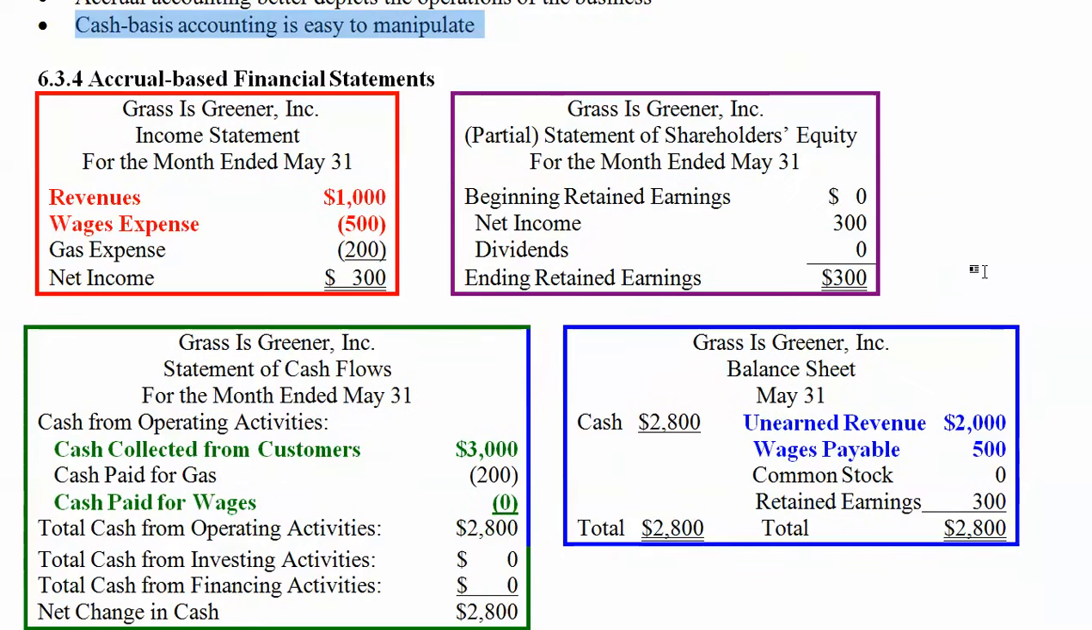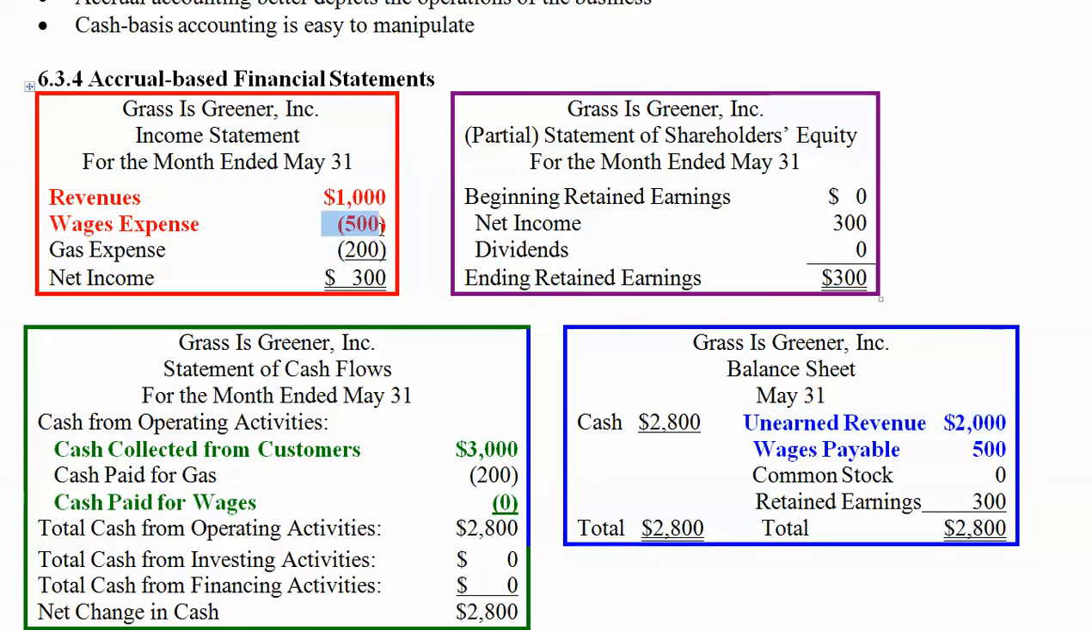Let's take a quick look at the financial statements so you can see how the income statement and the statement of cash flows will have different amounts. So here we have revenues of 1,000, but the cash collected from customers is 3,000. The balance sheet will explain that difference, and here's the 2,000. So it links the two, saying, yeah, you collected 3,000, but you haven't earned all of it. There's 2,000 yet to be earned.